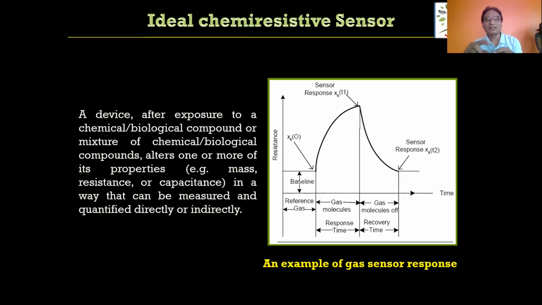Okay, settle down means we will be expecting a stable resistance. If you look at this graph, the x-axis is time and the y-axis is resistance. You can see that we have labeled a reference gas, then gas molecule on, gas molecule off. Reference gas means dry air.